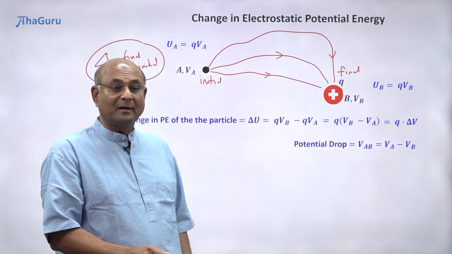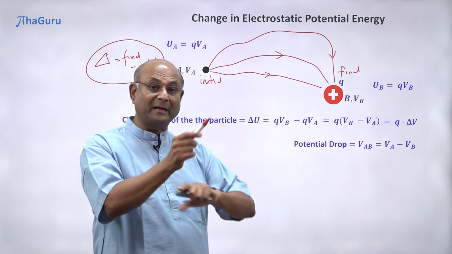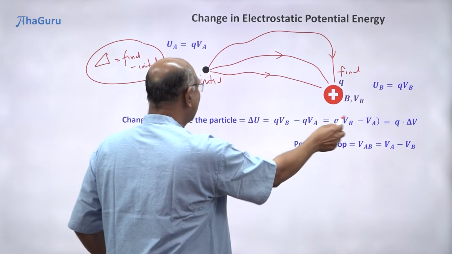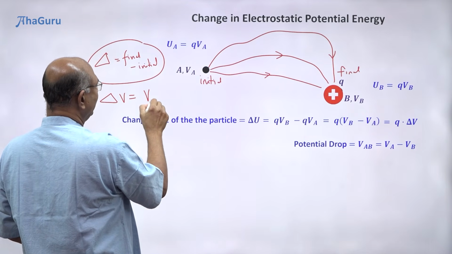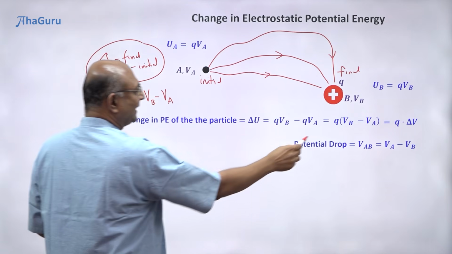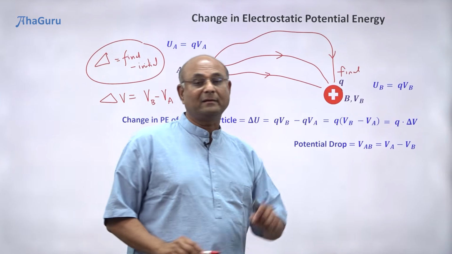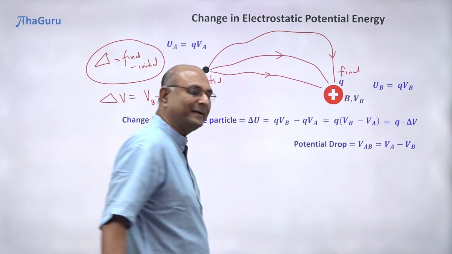But often we will be talking about potential drop. Potential drop is the negative of the change in potential, right? Change in potential is final minus initial. Potential drop is initial minus final. So delta V will be VB minus VA, whereas potential drop is not written with delta. It is written as VAB, V subscript AB. So this is VA minus VB.